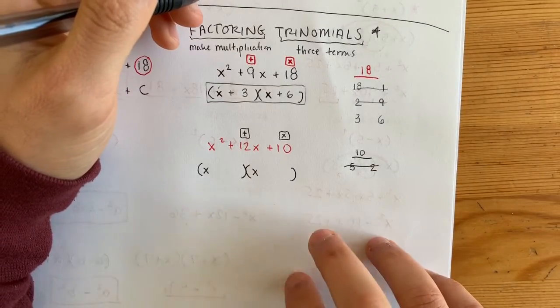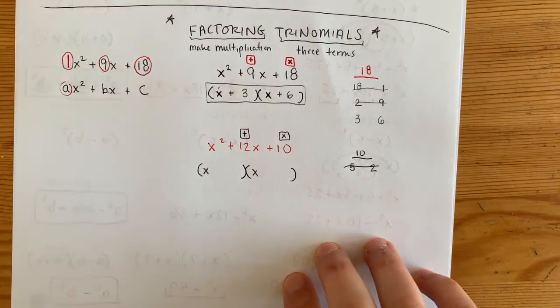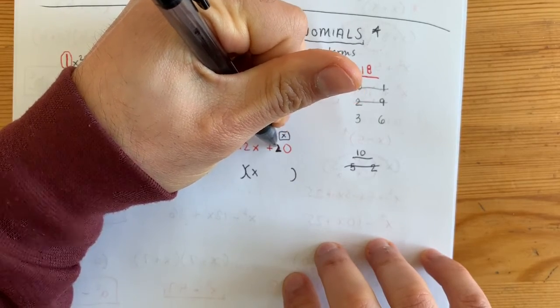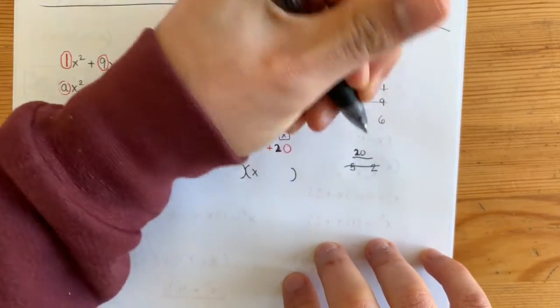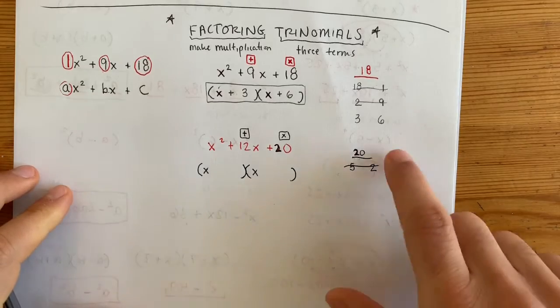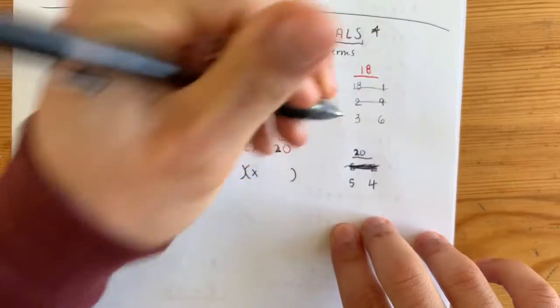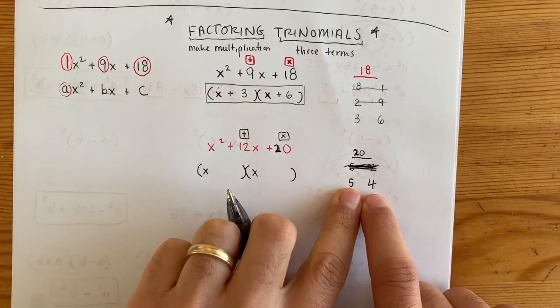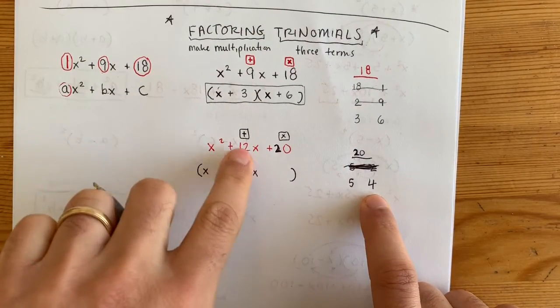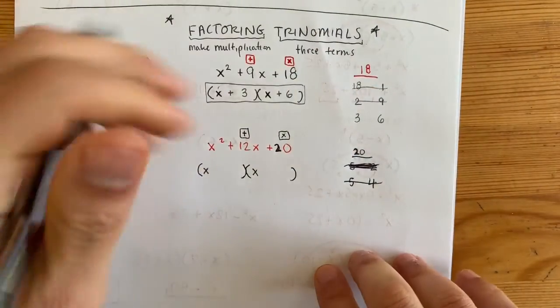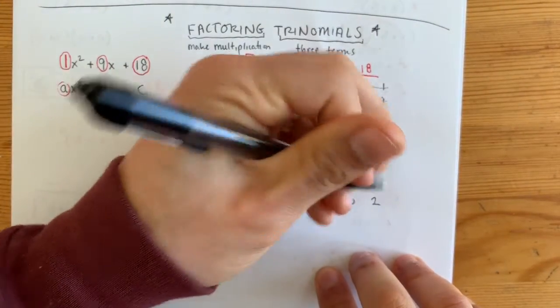Oh, sorry, I messed up. This should have been a 20. Let me change that. My bad. So that should have been 20. So multiples of 20. There's 5 times 4. Multiply and make 20. But that does not, 5 times 4 do not add and make 12. So that's not it. How about 10 times 2?